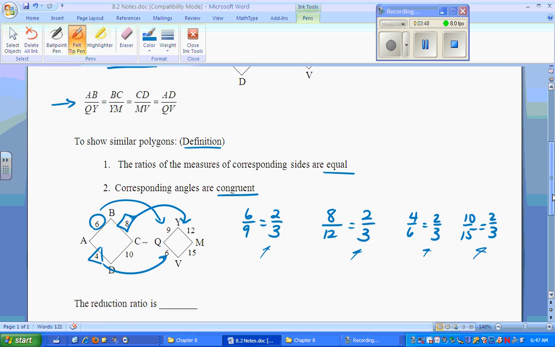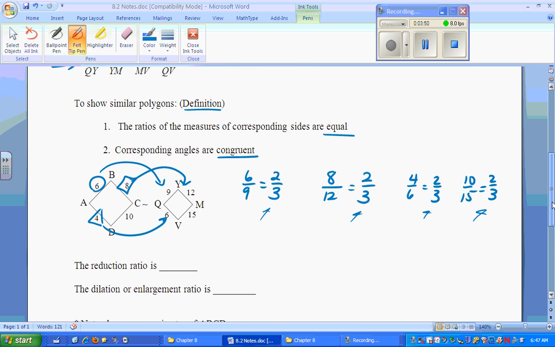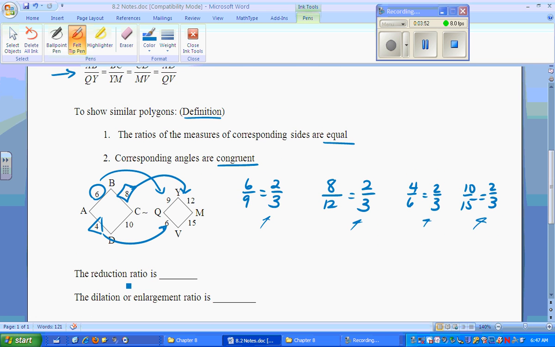We're going to be talking about a reduction ratio and a dilation ratio. A reduction ratio is when the ratio is less than 1. So in this case, 2/3 is a reduction ratio because that number is less than 1. The idea is that it's being reduced.